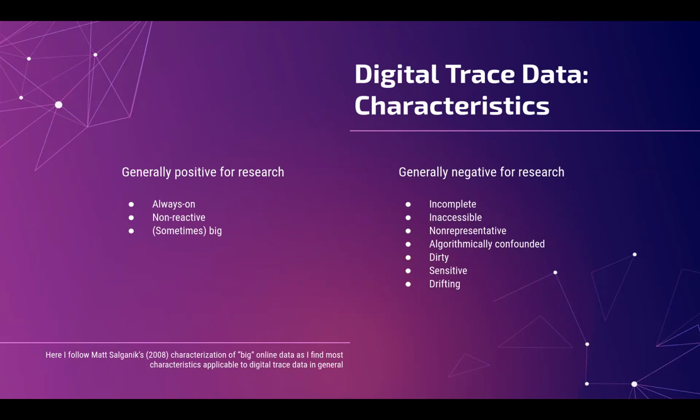It's algorithmically confounded. So for example, whether people post about something or repost something can be driven by whether they saw it or not in their feed, due to the algorithmic filtering. This data is also dirty, sensitive and drifting. So it can change rather fast, and also you can find a lot of sensitive attributes in that data, which you should be really careful about how you use. And if you publish your data, for example, and release it open access, you should also be careful with what you release and whether individual people can be identified from it, and so on and so forth.